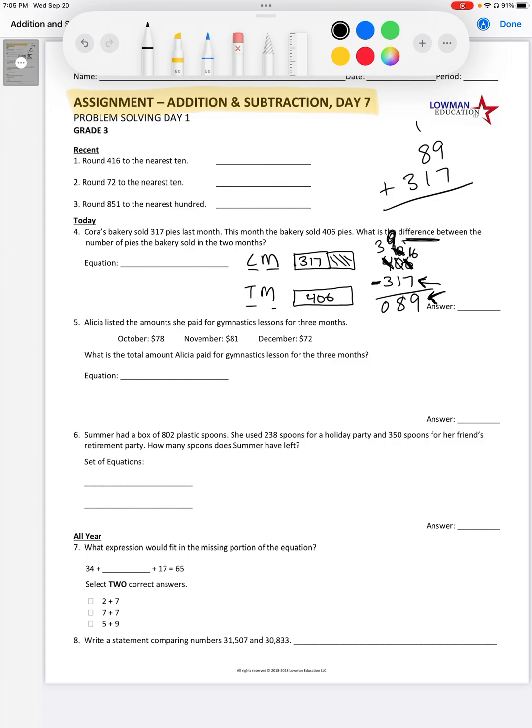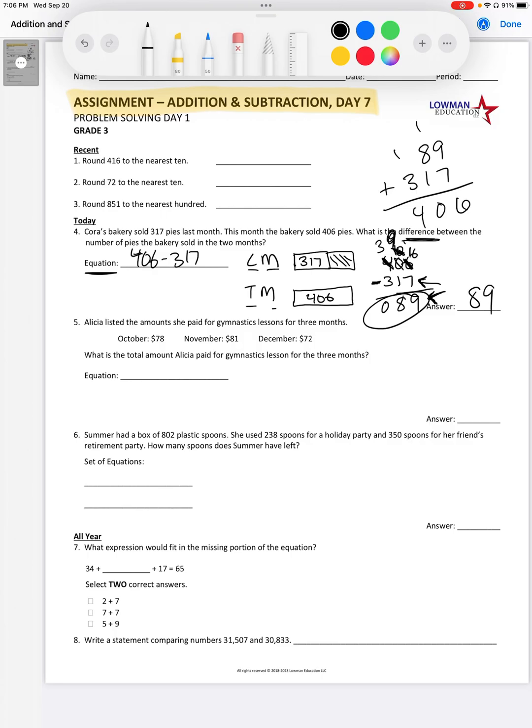9 plus 7 is 16. 8 plus 1 is 9, plus 1 is 10. 3 plus 1 is 4, 406. If that happens, that means this answer is correct, 89. Now, over here it asks us to write the equation that we would use to solve it. I stacked it in standard form, but you could just write 406 minus 317.